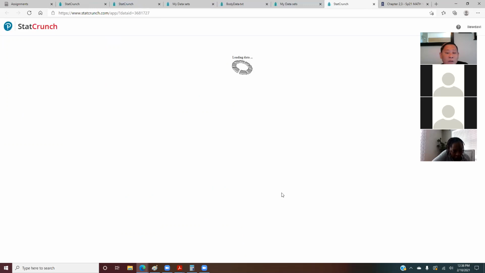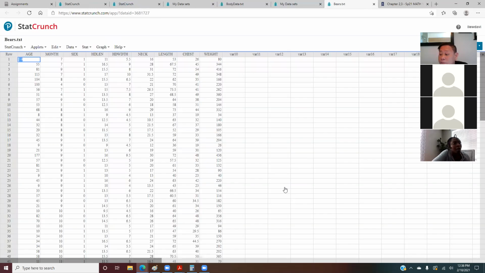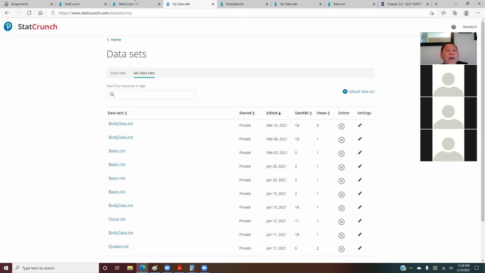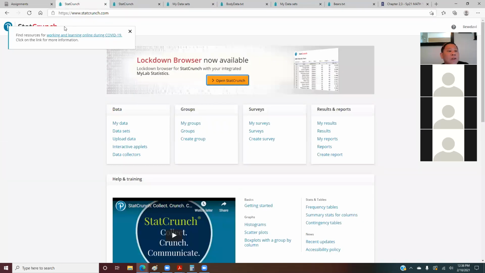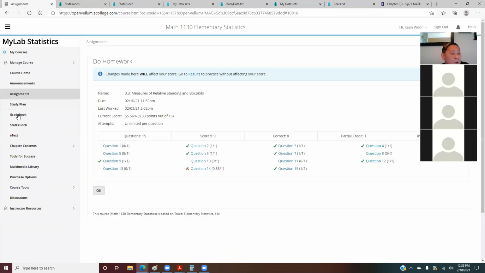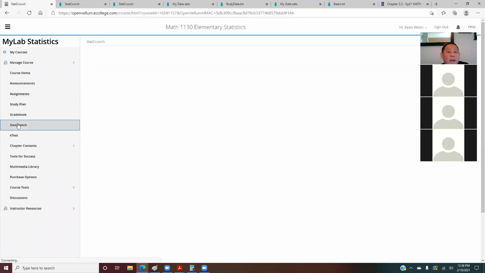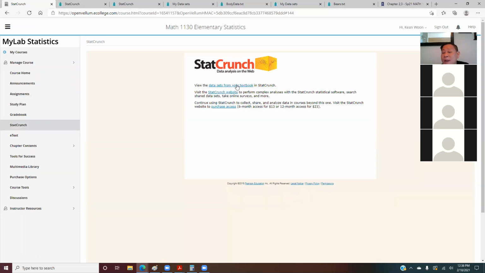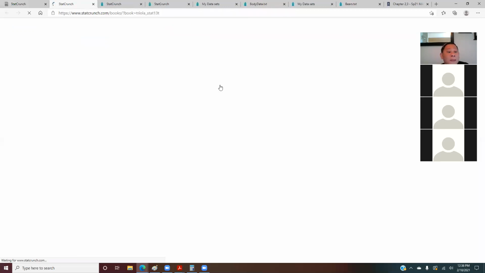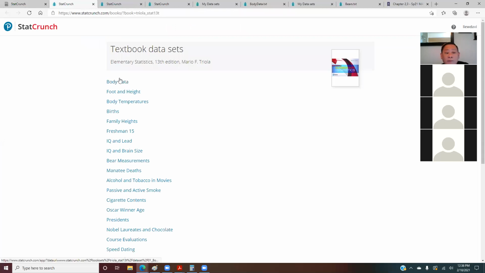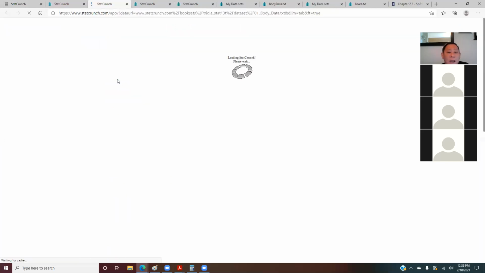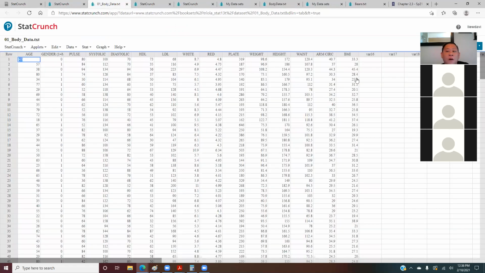Questions? How you upload your data into your StatCrunch? Yeah, what I did was go to our online assignment, and I click on StatCrunch, and it shows data from your textbook. Yep, you can also do it that way. When you go to StatCrunch, there is a data set from the textbook. You're correct. You can click on this one. And then you can use body data, the first one. So you click on it, and it also automatically imports it to your stuff.